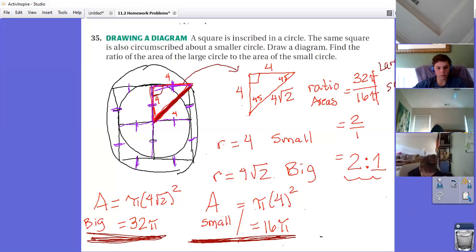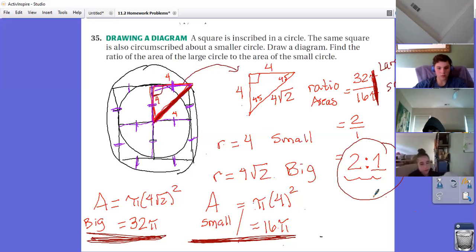The pi's end up canceling, and 32 divided by 16 is 2 over 1. So the ratio of the areas of the larger circle to the smaller one is 2 to 1. If you want to go back and rework it with a different number, it's going to work out as 2 to 1, regardless of what you choose. Go back and do that if you had a hard time picturing that problem, because it might have been harder just to draw it to begin with.